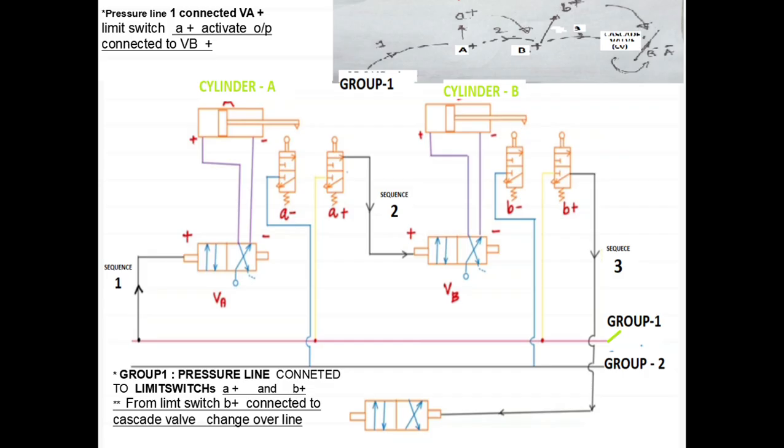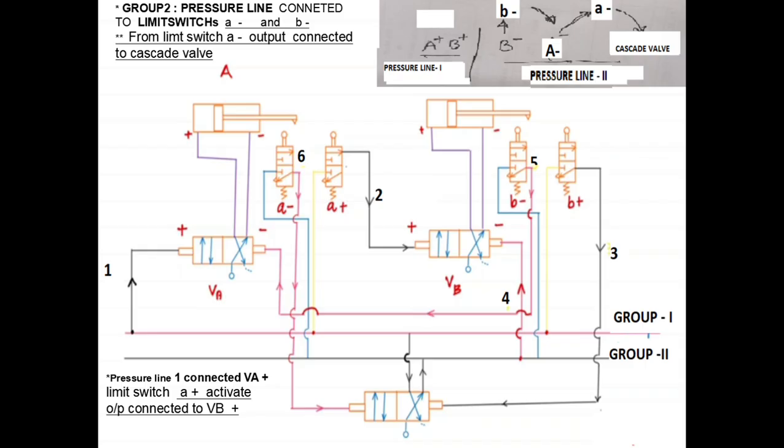Similarly, in the other stage, the changeover stage, the second group is connected like this. See now here, B minus is connected, the limit switch B minus is connected to the direction control valve of A, and the signal is sent. Similarly, for the second one, when giving the signal from B minus to here, the limit switch A minus is connected to your cascade valve. Like this we can complete the changeover system, and we can complete the work process.